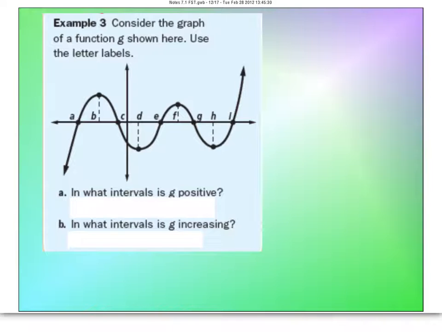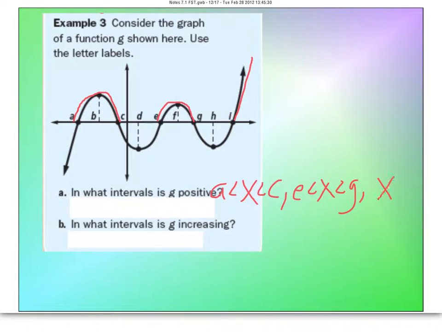Where is the interval where this is positive? So remember, positive by definition means you're above the x-axis. So here, here, and here. So it looks like we're looking at the x's between A and C, the x's between E and G, and the x's greater than I. So if I write that down, the x's are between A and C. The x's are also in between, it looks like E and G. And then we said the x's are greater than the letter I.